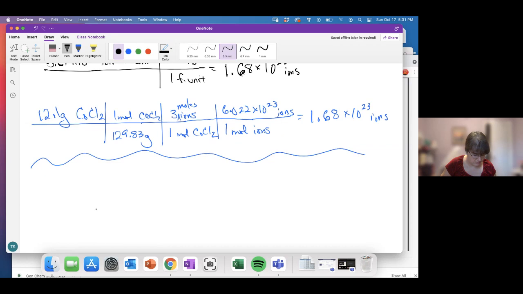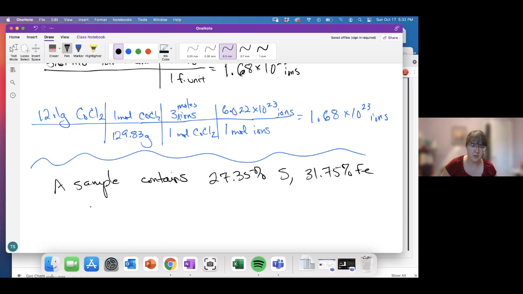So one of the other questions that we sometimes have is something that says something like this. A sample contains 27.35% sulfur, 31.75% iron, and the rest is oxygen. What is the empirical formula?